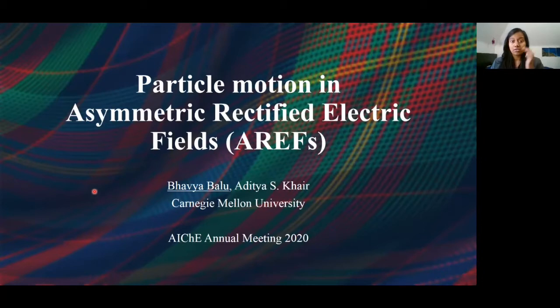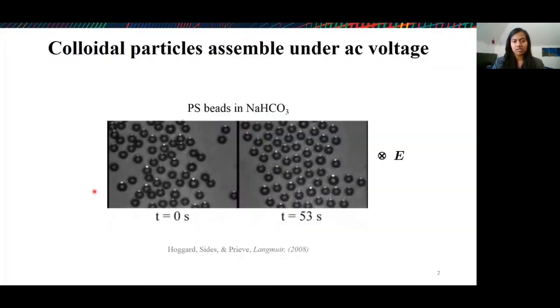Now, AC voltages applied across electrolytes occur in a lot of different applications, but the one I'm going to focus on today is that of colloidal particles assembling under AC voltage. So people have found that when you apply an AC voltage across a suspension of colloidal particles in an electrolyte, these colloidal particles form these planar assemblies or aggregates parallel to the electrode. Now, this can further be exploited in various different applications, such as coatings technologies and electronic displays.